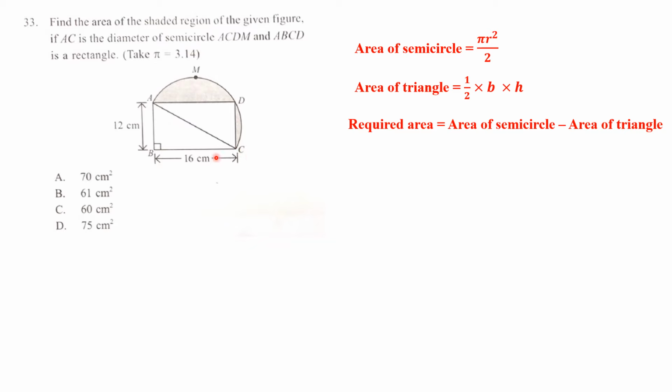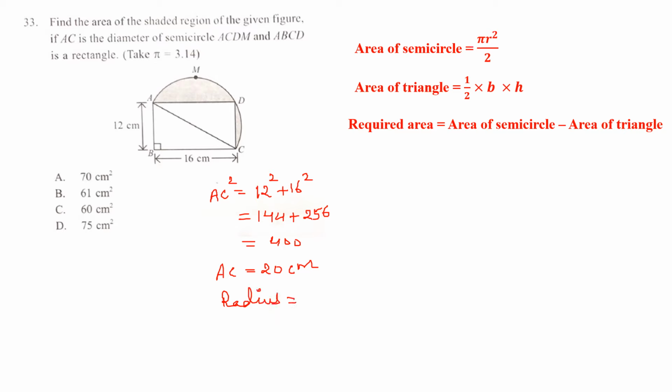So how will you find AC? You know that this ABC is a right angle triangle, so you're going to use the Pythagoras property, right? AC is the hypotenuse, so AC square will be equal to 12 square plus 16 square. 12 square is 144, 16 square is 256, and when you add it you will get 400, and you know that 400 is the square of 20, so the value of AC is 20 centimeter. So if AC is 20, the radius will be half of it, right? It will be 20 by 2, which will give you 10 centimeter.